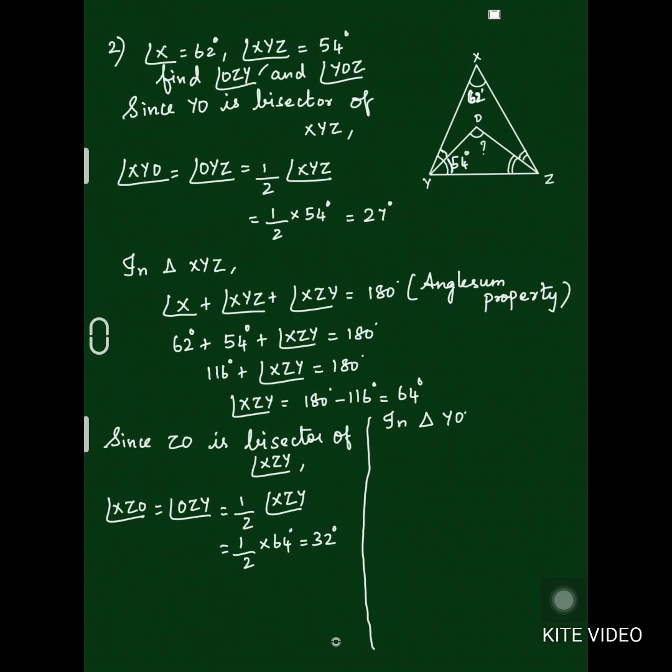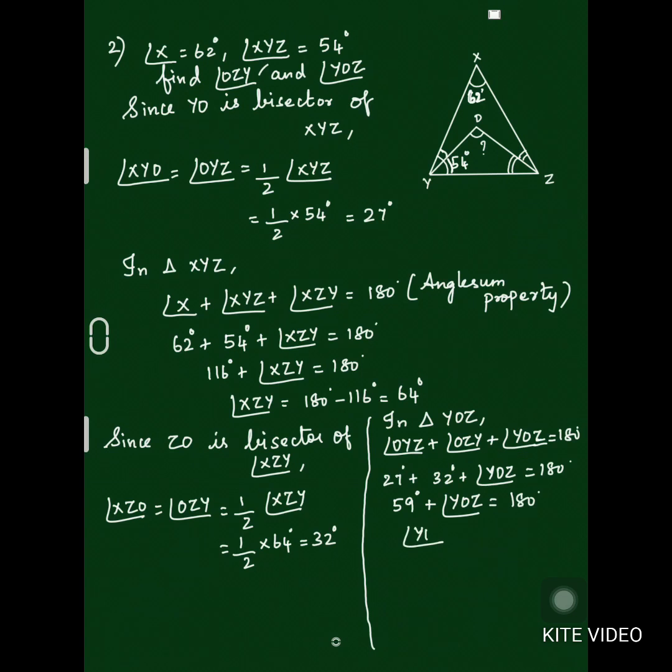In triangle YOZ, angle OYZ plus angle OZY plus angle YOZ is equal to 180. The reason is the angle sum property of a triangle. And OYZ we found as how much? 27. Now OZY we found as 32, plus YOZ is equal to 180 degree. So if you add 27 plus 32, you get 59, plus YOZ is equal to 180. From this, YOZ is equal to 180 minus 59. So you get 121 degree.